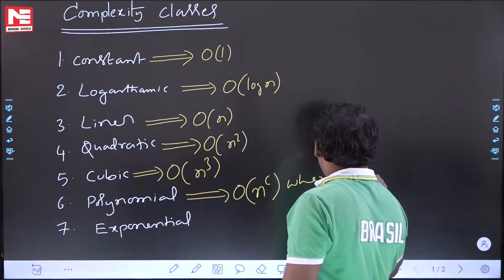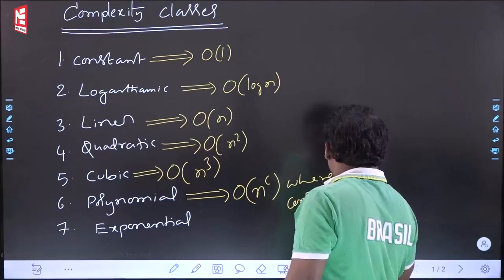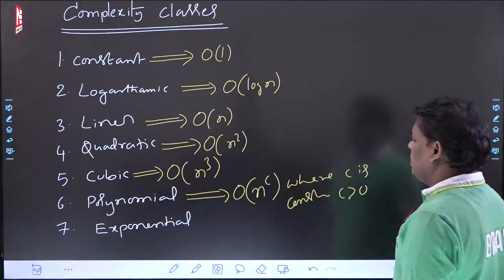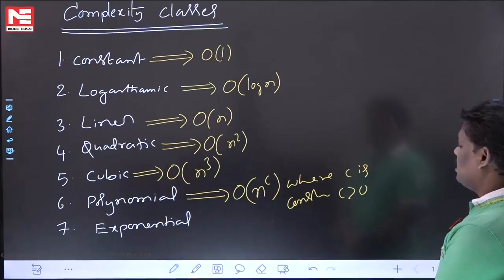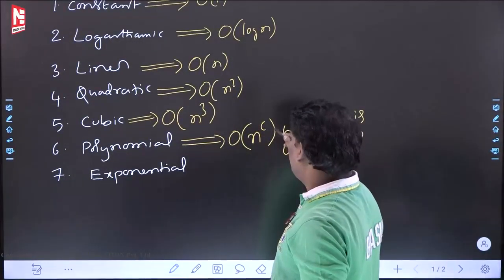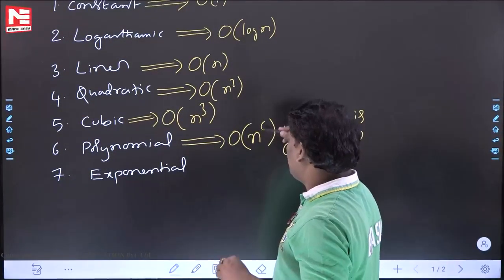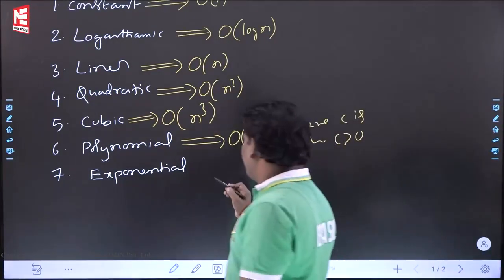Where c is constant and c greater than 0. Polynomial is big O of n power c, where c is constant and c greater than 0. That is the polynomial definition. Next one, what is the exponential?